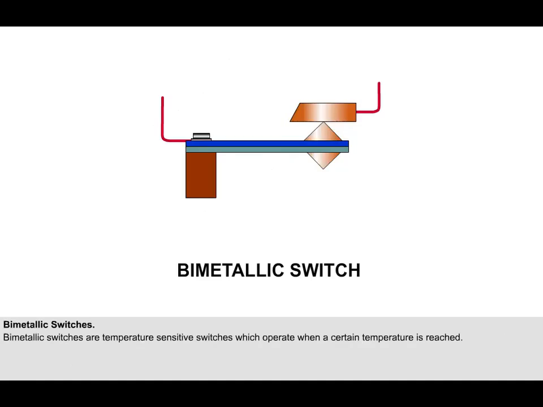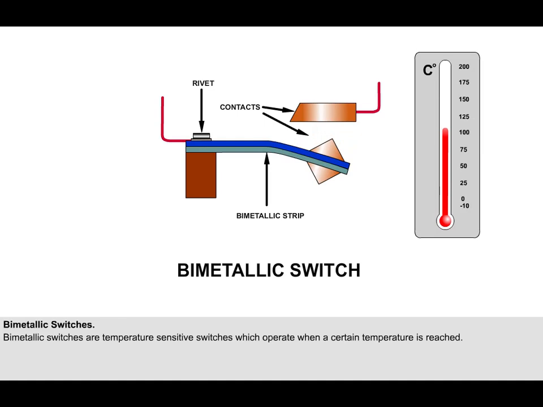Bimetallic switches are temperature-sensitive switches, which operate when a certain temperature is reached to provide an indication to the pilot or to activate or deactivate a circuit. The switch consists of a bimetallic strip made up of 2 strips of dissimilar metals bonded together. The strip is fixed at one end, with the other end free to move up and down. The free end has an electrical contact on it. At normal temperatures, the strip is straight. In our example shown here, when the strip is straight, its contact is touching a fixed contact.